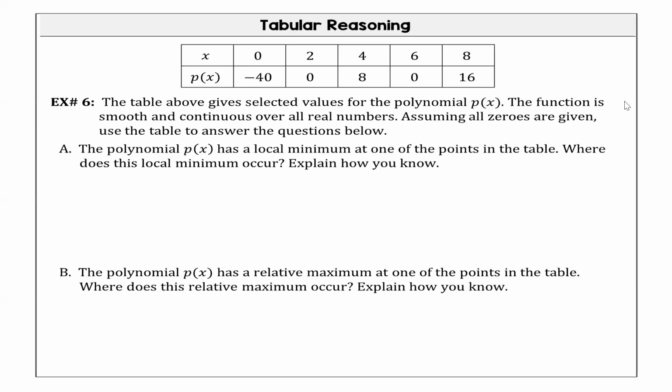Guys, we're now going to apply our knowledge, what we've been doing, okay? The above table gives selected values for a polynomial. The function is smooth and continuous over all real numbers, assuming all zeros are given. Use the table to answer the questions below. All right, so we have this, and we're going to practice plotting and looking at the scatter plot.